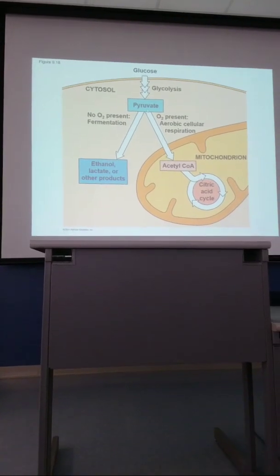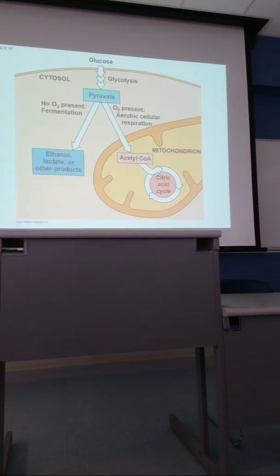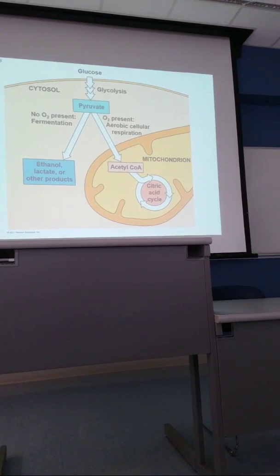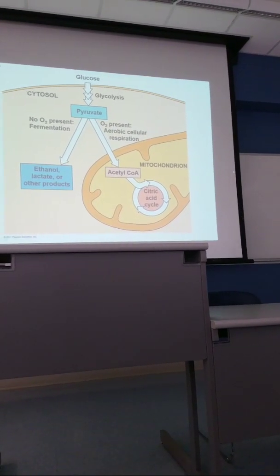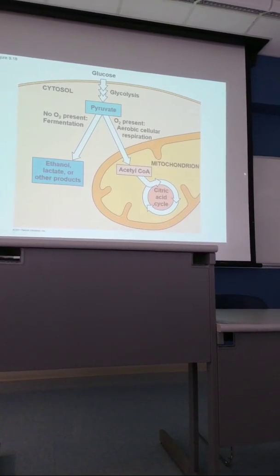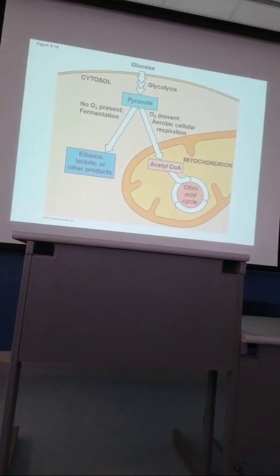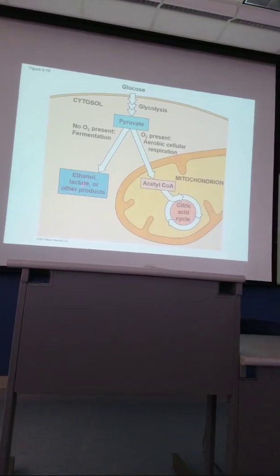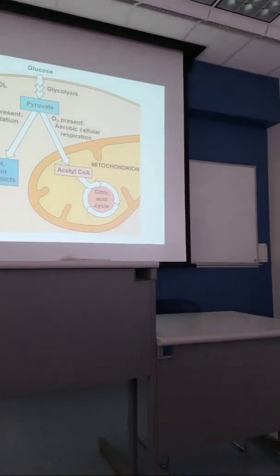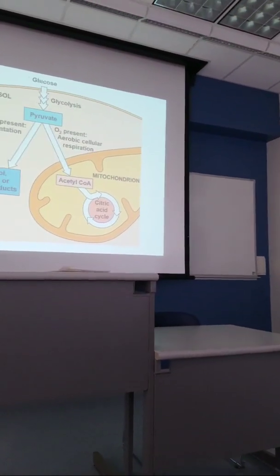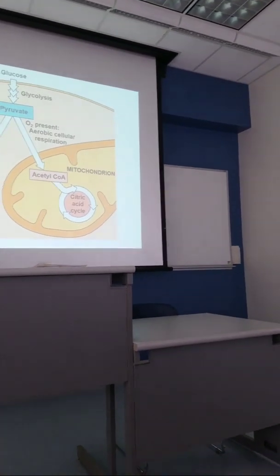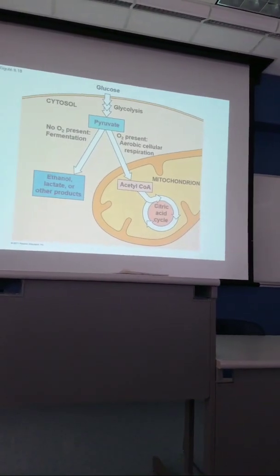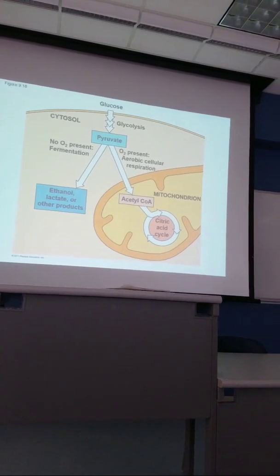Glucose comes into the cell. It's going to make pyruvate. If oxygen is present, it goes through cellular respiration. If oxygen is not present, in people it goes through lactic acid fermentation. If it's yeast, ethanol; it could be lactic acid if you're bacteria.